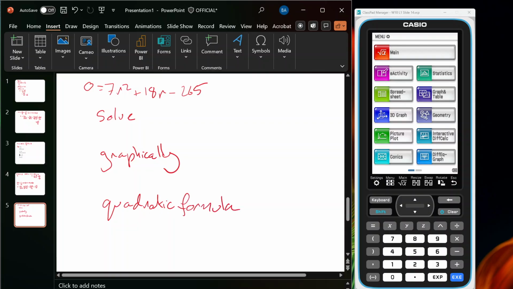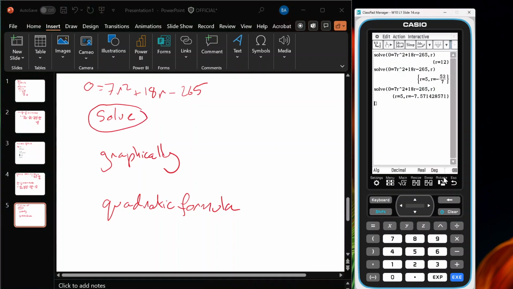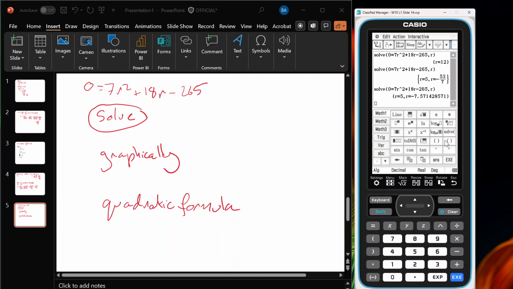Okay, to solve it, use the solve. We'll go back into main here. On the keyboard, we click solve. And you can see I've actually written it out here before. So what I'm going to do is I'm just going to copy that. Well, now let's do it from scratch so that you can see how to do it.